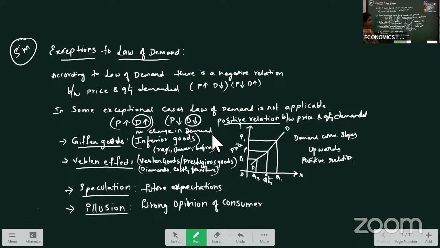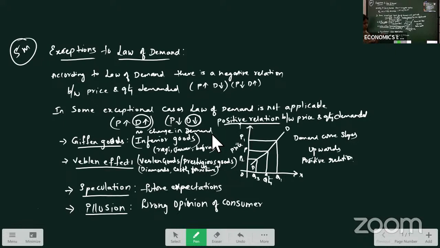Speculation. Speculation is our future expectations. As a consumer, we expect the prices to change in future. If we expect that in future the price will increase, then at present, though the price is high, we try to purchase more quantity because we think prices may increase more. And if prices are decreasing in the future, though the price is low now, we feel that in future it may be lower still. That's why we demand less quantity at present.